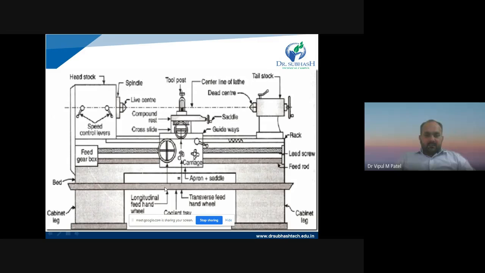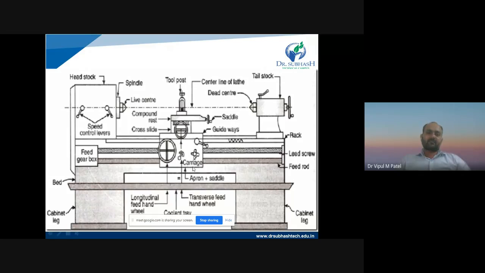This one is a coolant tray. Coolant, as we discussed, is cutting fluid. If we are using a cutting fluid or coolant during the operation, then this is the tray. When we are spraying some coolant or cutting fluid during the operation, this tray is useful to collect all the used coolant, right?